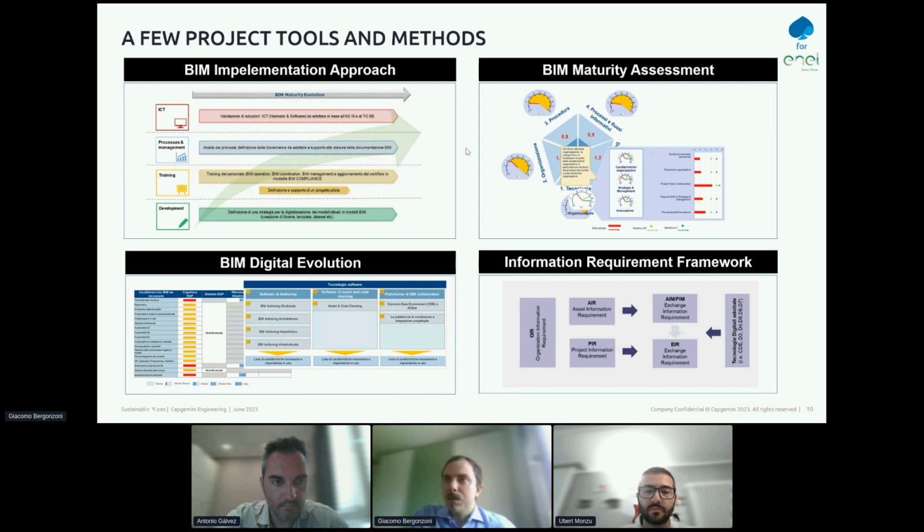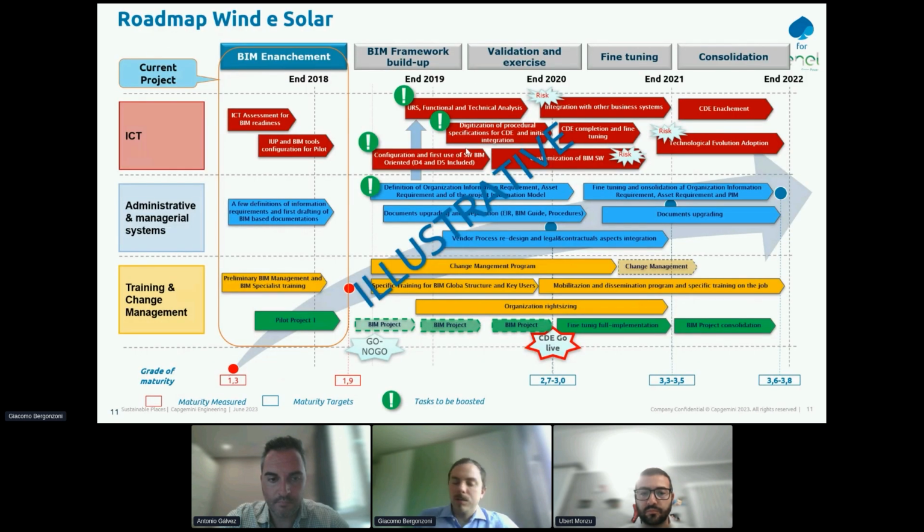So ICT, process and management, training and development of new standards. And we define a BIM maturity assessment to define the as-is state of the art of BIM in Enel, and then a way to define the way to go to the full BIM approach in a multi-year roadmap, defining the different activities in the different streams like ICT, administrative and managerial system, and training and change management, a big stream to take over.